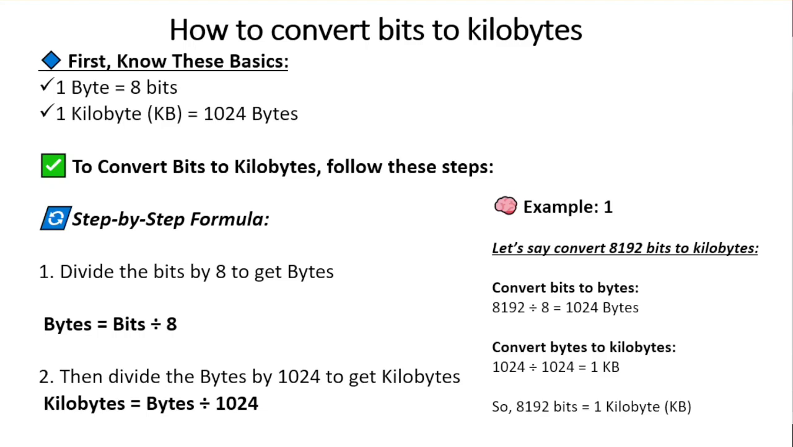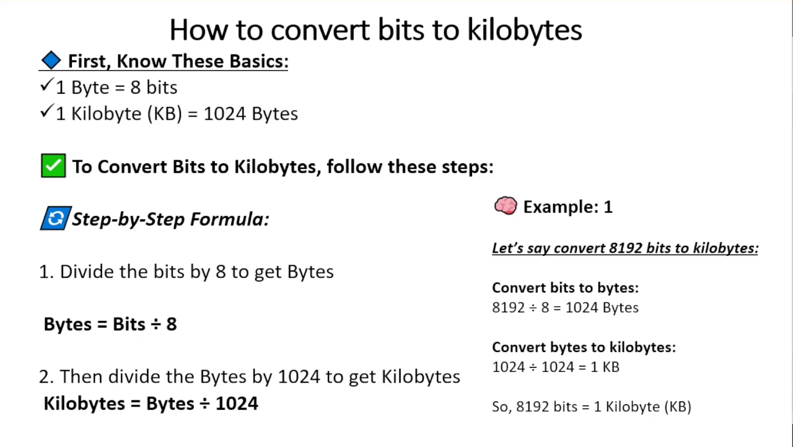8192 divided by 8 will give us 1024 bytes. Now we have successfully converted to bytes. Now we want to convert it from bytes to kilobytes. So in order for us to convert from bytes to kilobyte, we say 1 kilobyte is equal to 1024 bytes. So you convert it by dividing 1024 by 1024, which will give us 1 kilobyte.